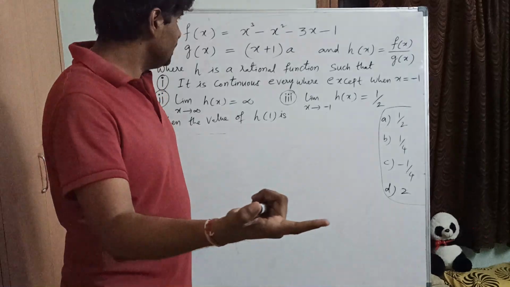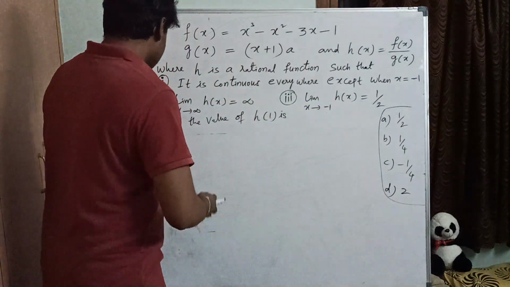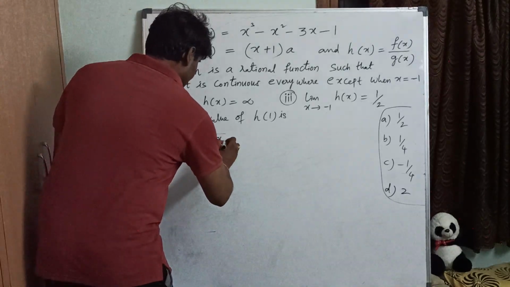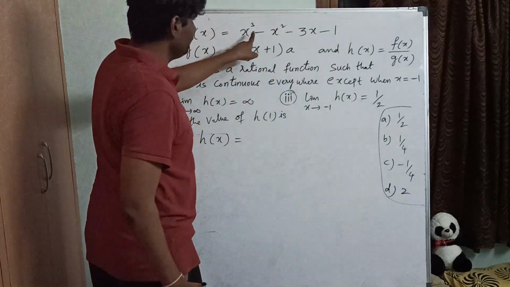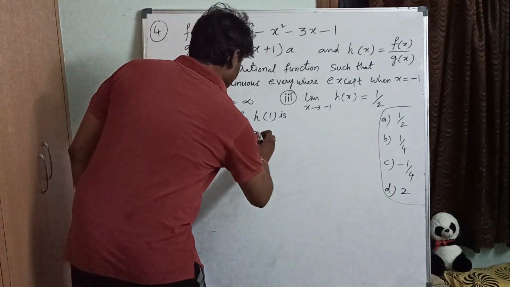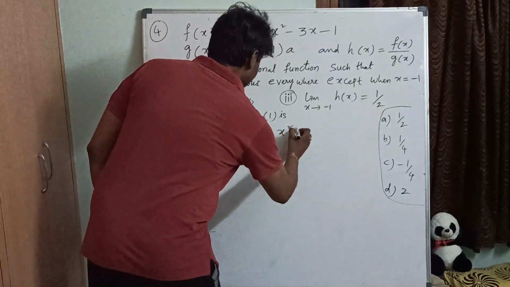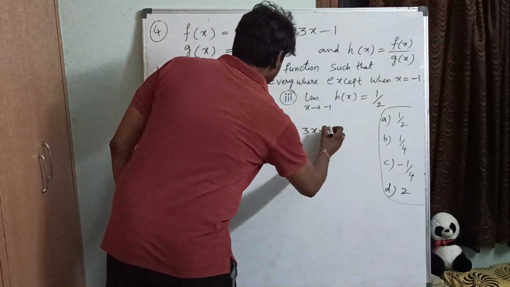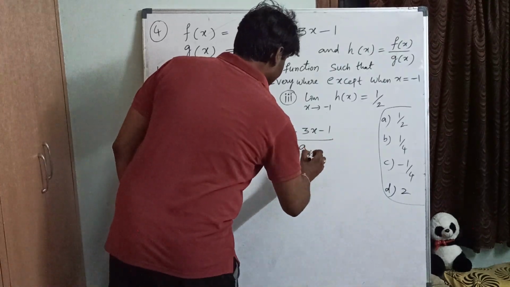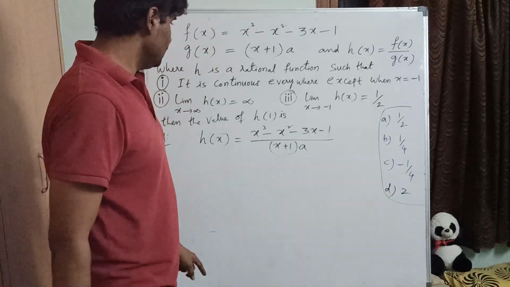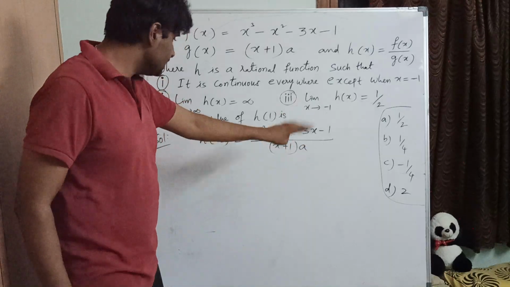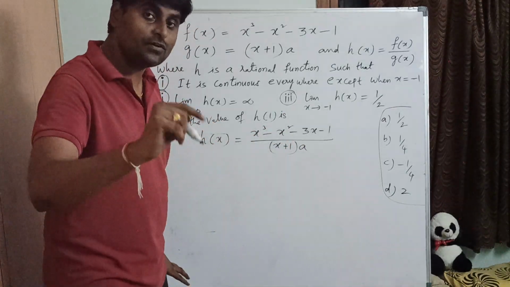Let us apply that. First of all, what is h of x here? H of x is f of x by g of x, first function by second function. So x cube minus x square minus 3x minus 1 by x plus 1 into a. Here we need to find the value of a. After getting the value of a, this function will become the original. Then we are going to find the value of h of 1.